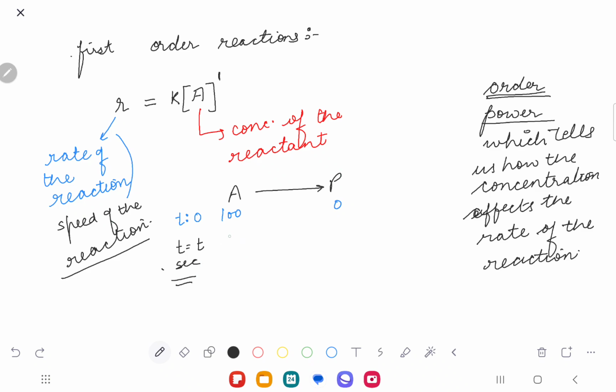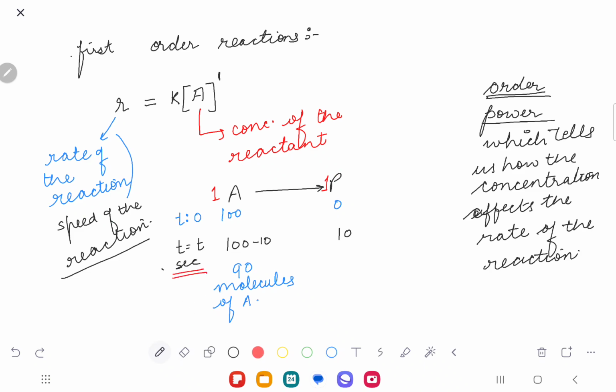after some time, let's suppose 10 molecules break down. So 100 minus 10. 10 molecules of P shall be formed because one molecule of A shall give you one molecule of P. So 10 molecules of A, if we consume, shall give me 10 molecules of P. So how many molecules of A are we left with? We are left with 90 molecules of A.